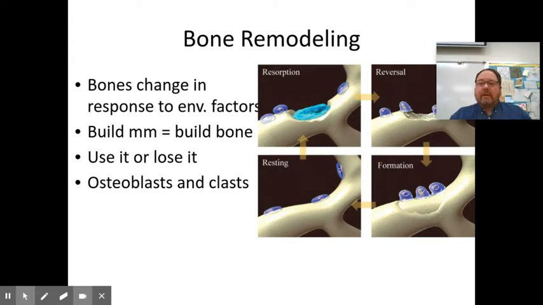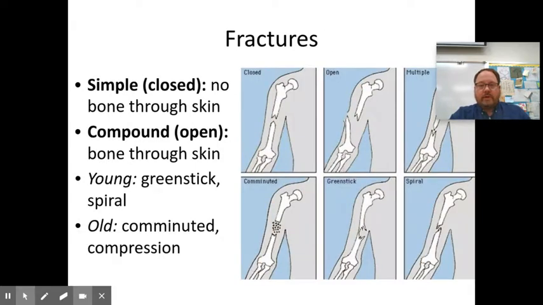So astronauts will spend a couple hours a day exercising, like on the International Space Station, because they're trying to keep their muscle mass the same as possible, so that they don't lose bone density. All right. We'll come back in the last clip and talk about things that go wrong with the skeleton.